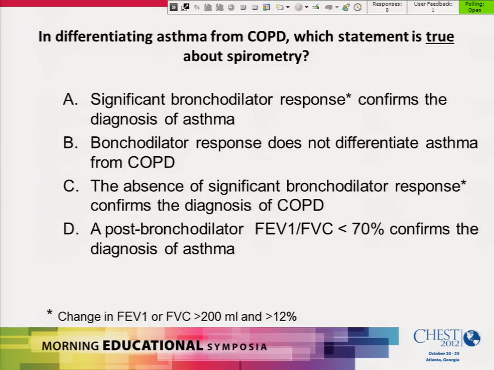And this is the second question: differentiating asthma from COPD. Which statement is true about spirometry? Significant bronchodilator response, that is increased by 200 ml and 12% in either FEV1 or FVC, confirms the diagnosis of asthma. Bronchodilator response does not differentiate asthma from COPD. The absence of significant bronchodilator response confirms the diagnosis of COPD. A post-bronchodilator FEV1/FVC less than 70% confirms the diagnosis of asthma. Please key in the best answer based on your assessment.